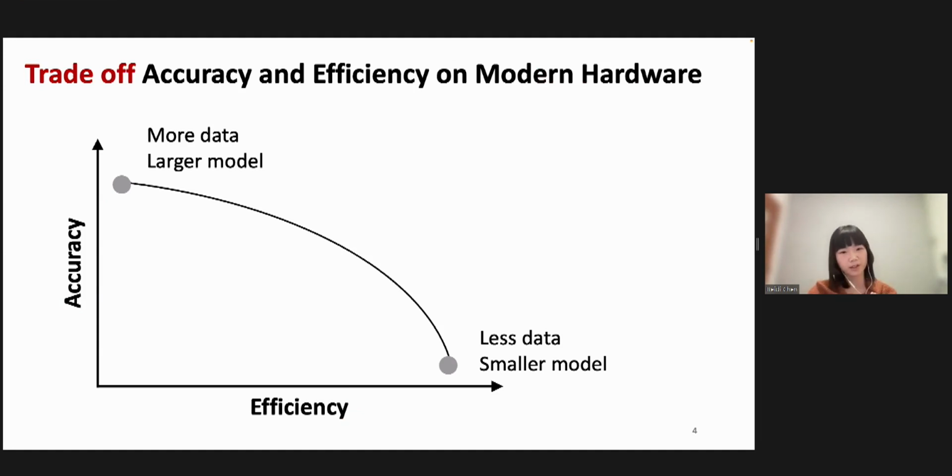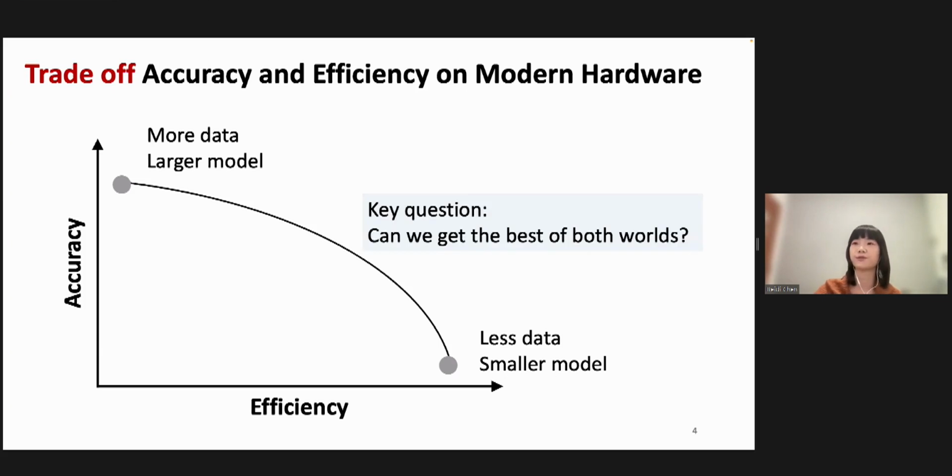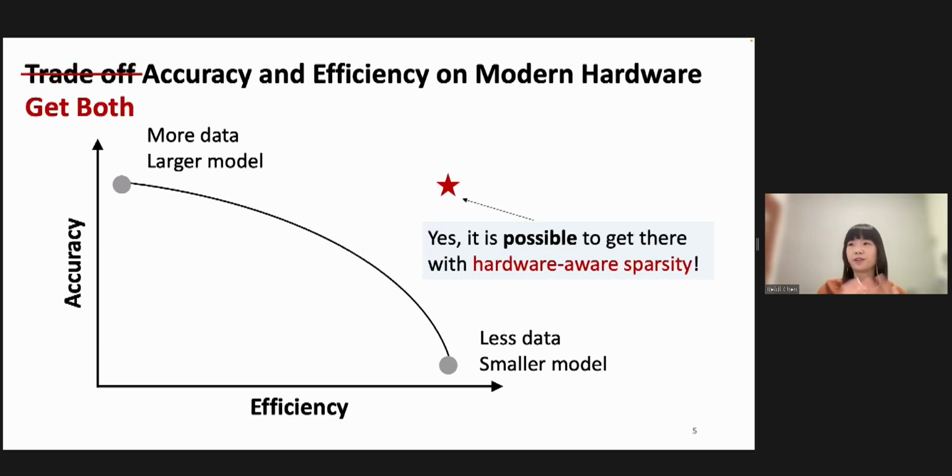So there have been many works studying this problem with less data or smaller models in various different ways. But the main challenge here is we need to trade accuracy for efficiency, as we illustrated in the symbolic chart. So the key question here is: is this trade-off necessary? Or can we actually get both efficiency and accuracy during the training? Well, the answer is yes. Sometimes we can get this best of both worlds with hardware-aware sparsity. So I will show you in a minute how, when, and why we can get there.